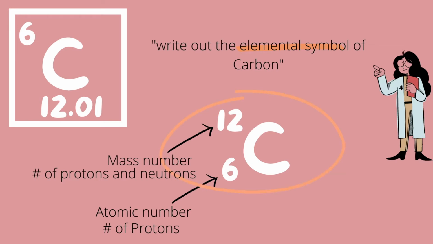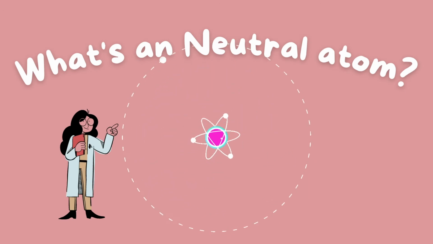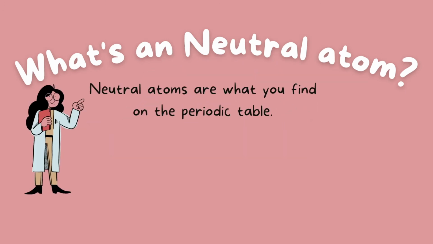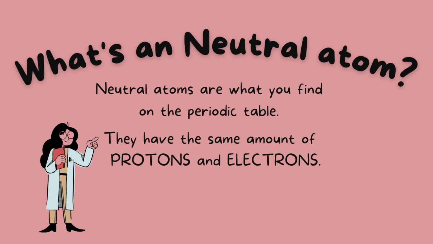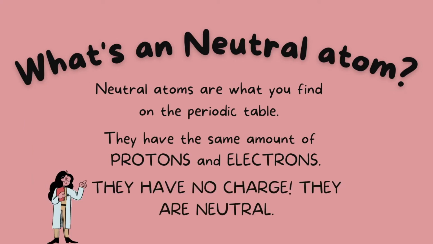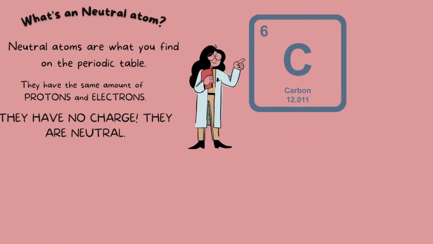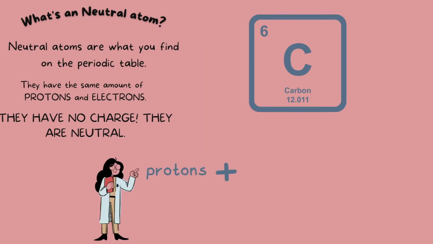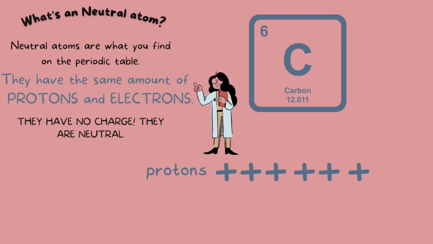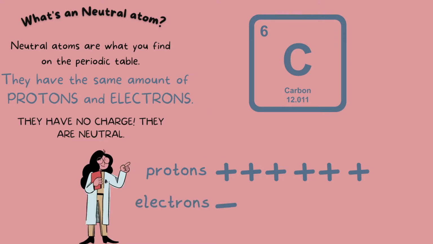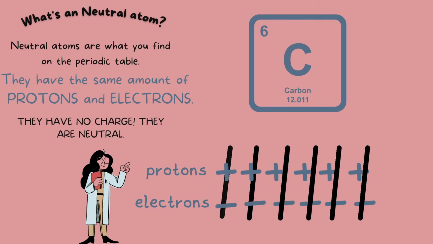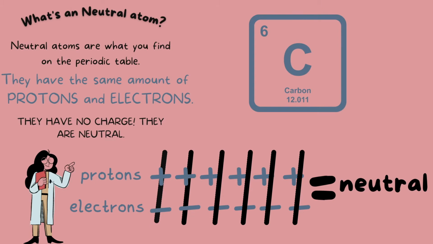So what is a neutral atom, or what makes an atom neutral? Neutral atoms are what you find on the periodic table. They have the same number of protons as they do electrons, and they have no charge. They are neutral. Let's take this carbon for example. What makes this carbon neutral? We know it has 6 protons because we can see it has an atomic number of 6. And because it is neutral, it has the same amount of electrons as it does protons. The positive and negative charges cancel each other out, and what's left is a neutral atom.